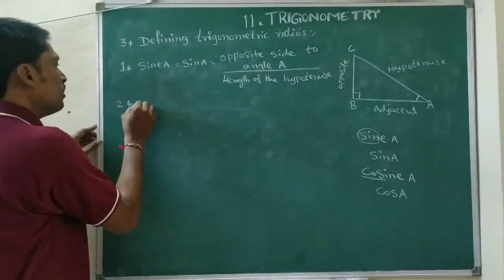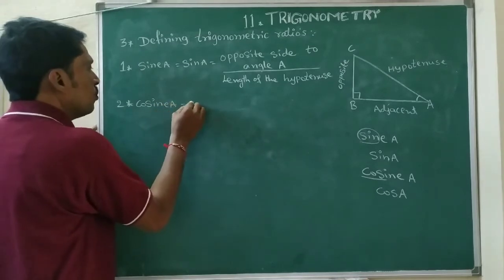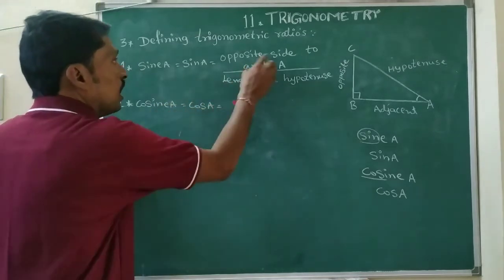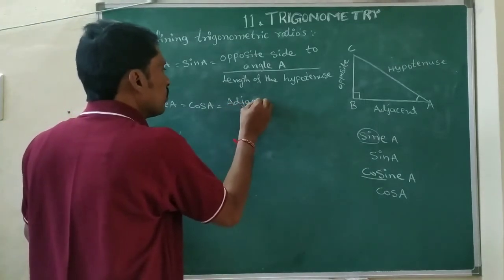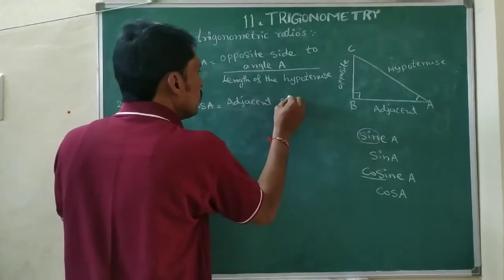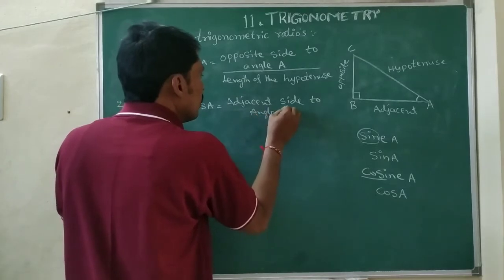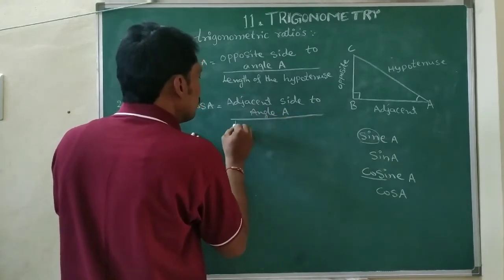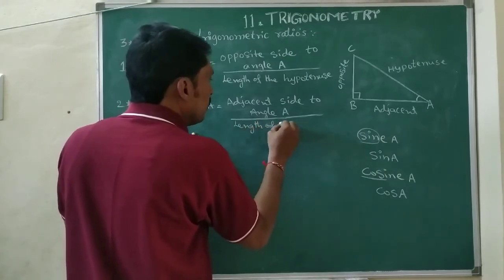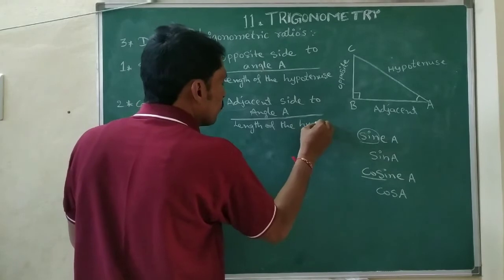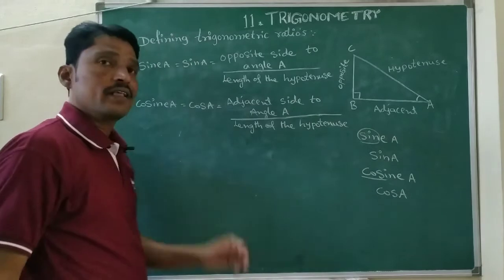So what is cosine? Cosine A, cos A, equals adjacent side to angle A by length of the hypotenuse. This ratio we are taking as cos.